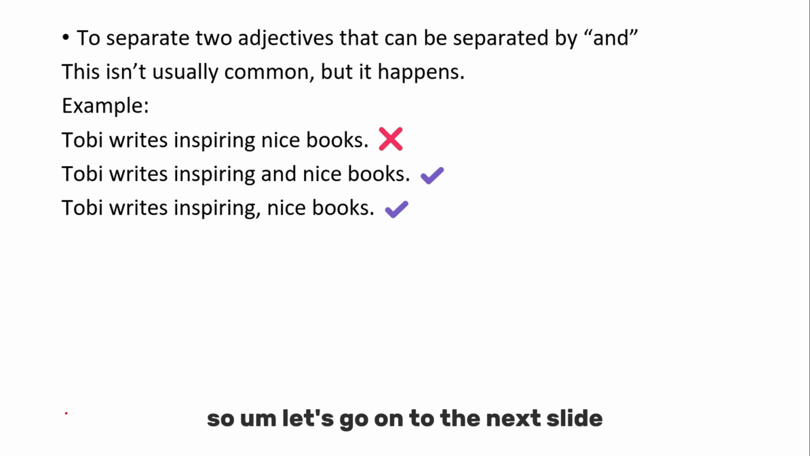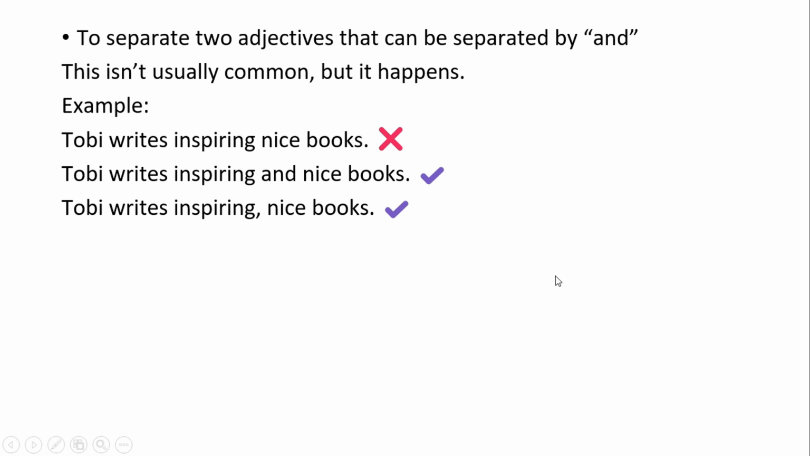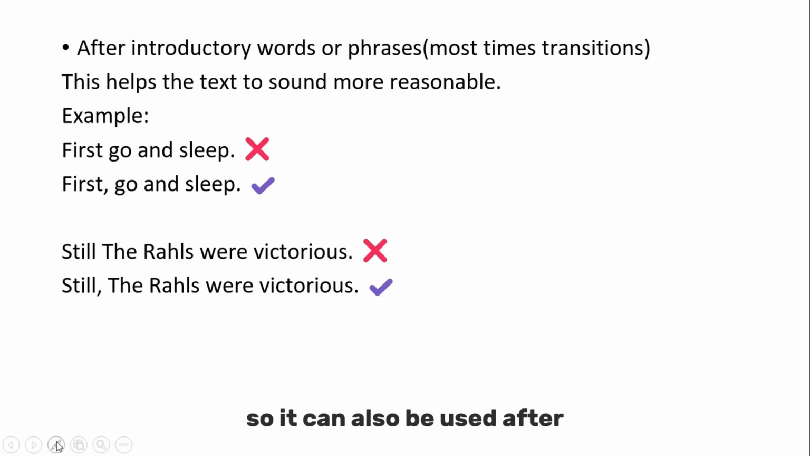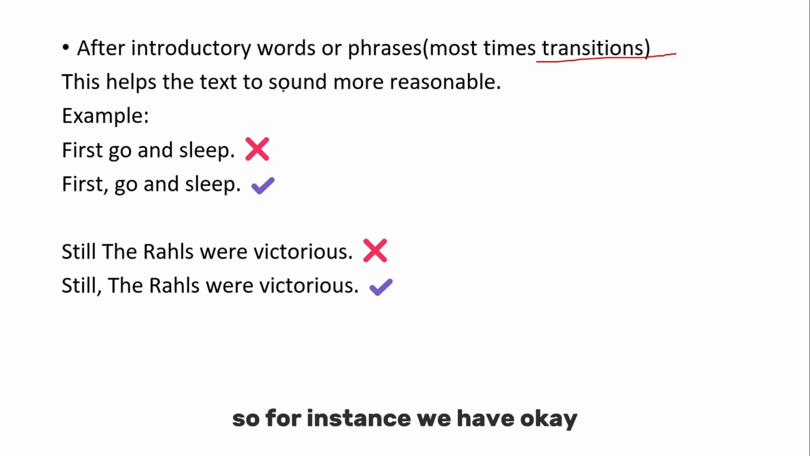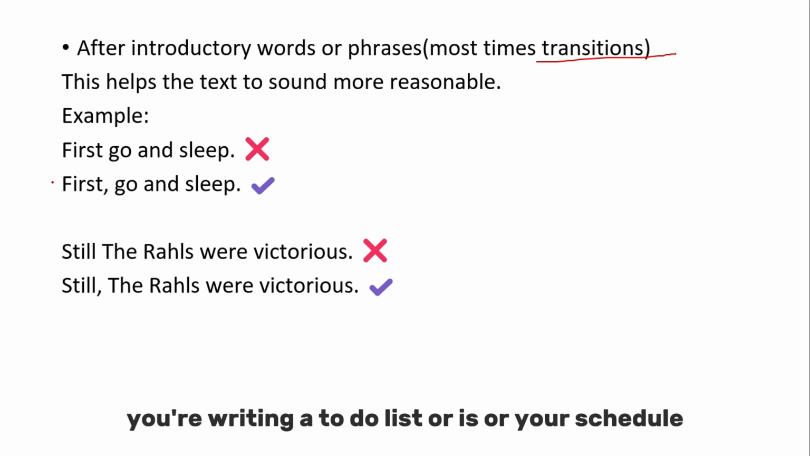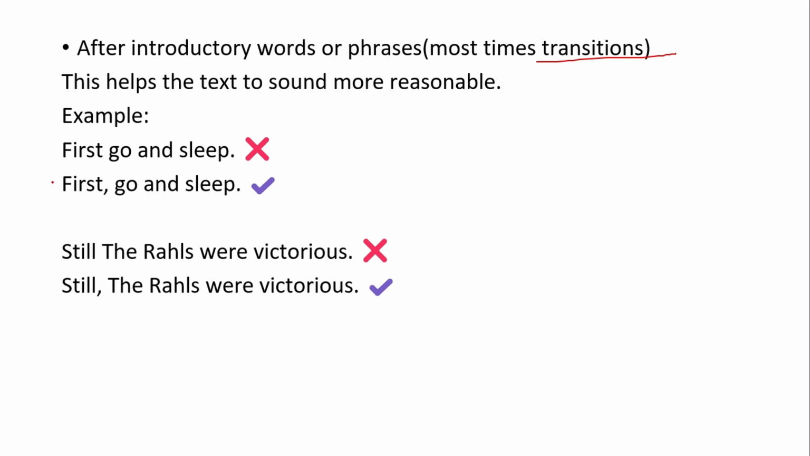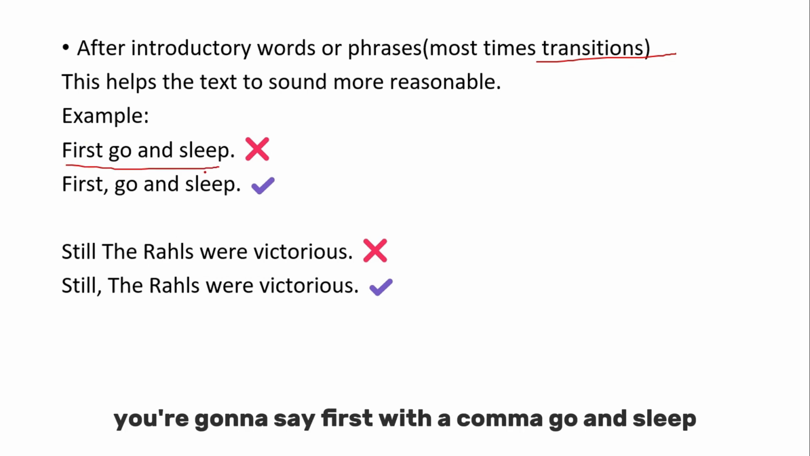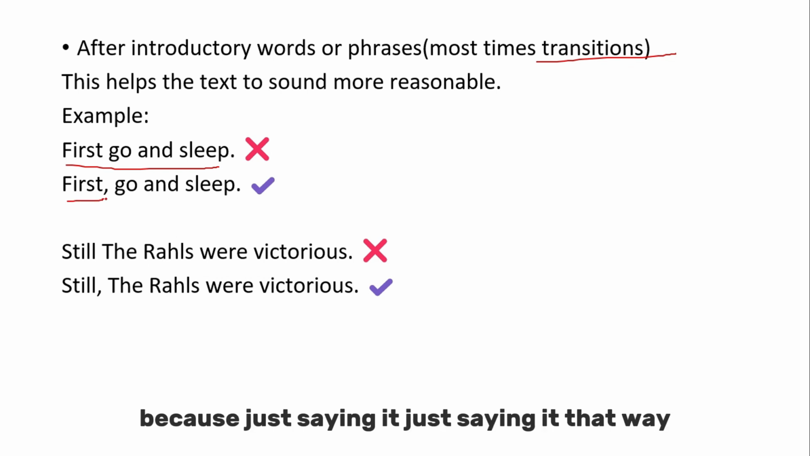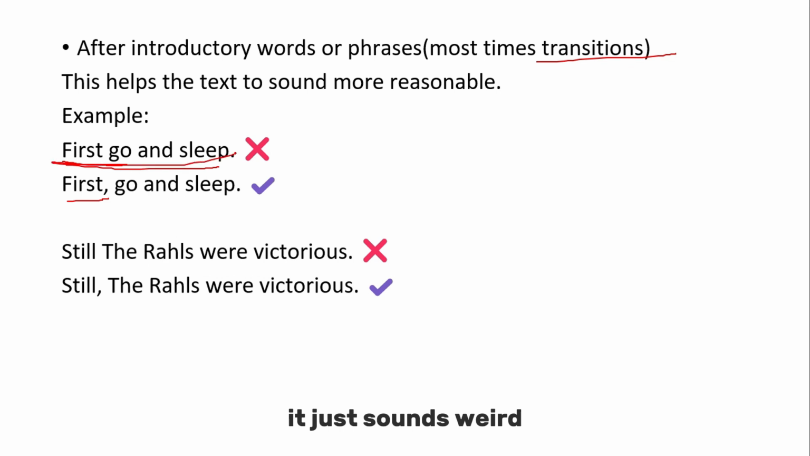So let's go on to the next slide. It can also be used after introductory words or phrases, most times transition words. It helps to make the text sound more reasonable. For instance, let's say you're writing a to-do list or your schedule. You're not going to say "first go and sleep." You're going to say "first," with a comma, "go and sleep," because saying it that way just sounds weird.